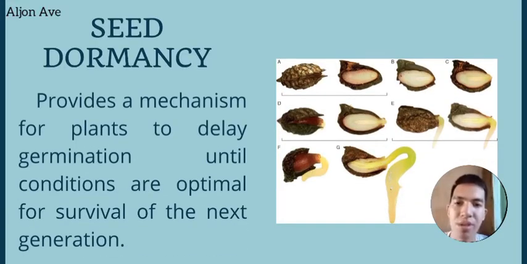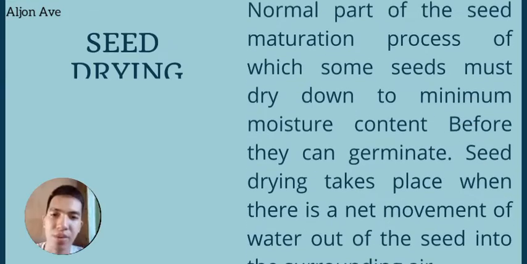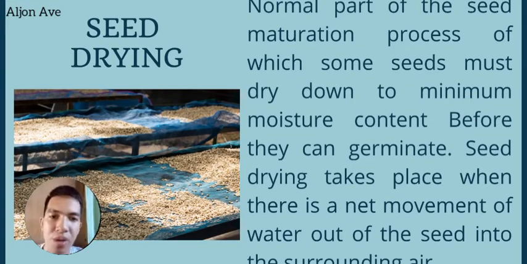Seed dormancy provides a mechanism for plants to delay germination until conditions are optimal for survival of the next generation. Seed drying is a normal part of the seed maturation process, in which some seeds must dry down to a minimum moisture content before they can germinate. Seed drying takes place when there is net movement of water out of the seed into the surrounding air.